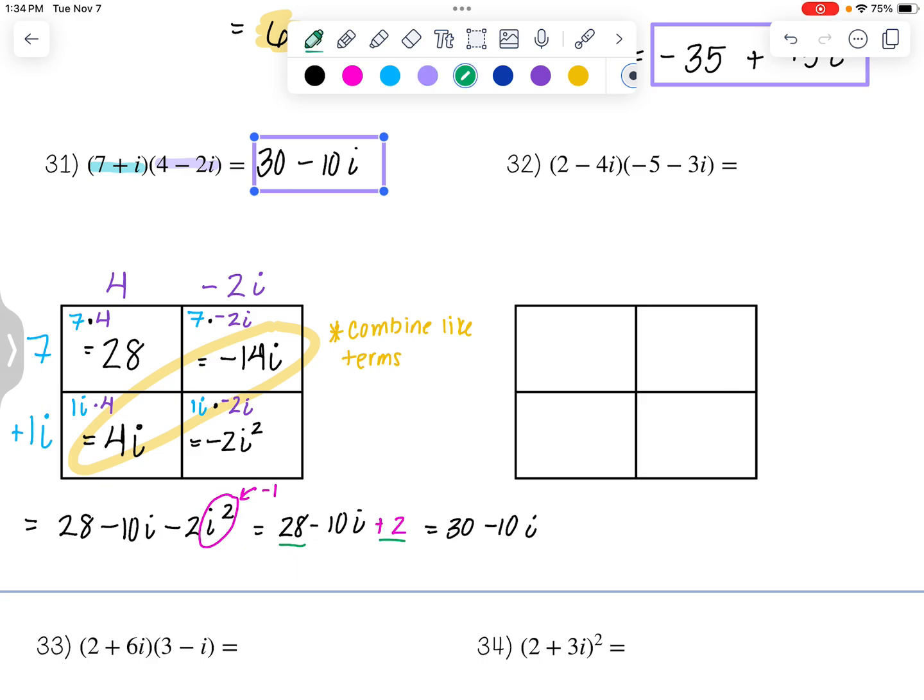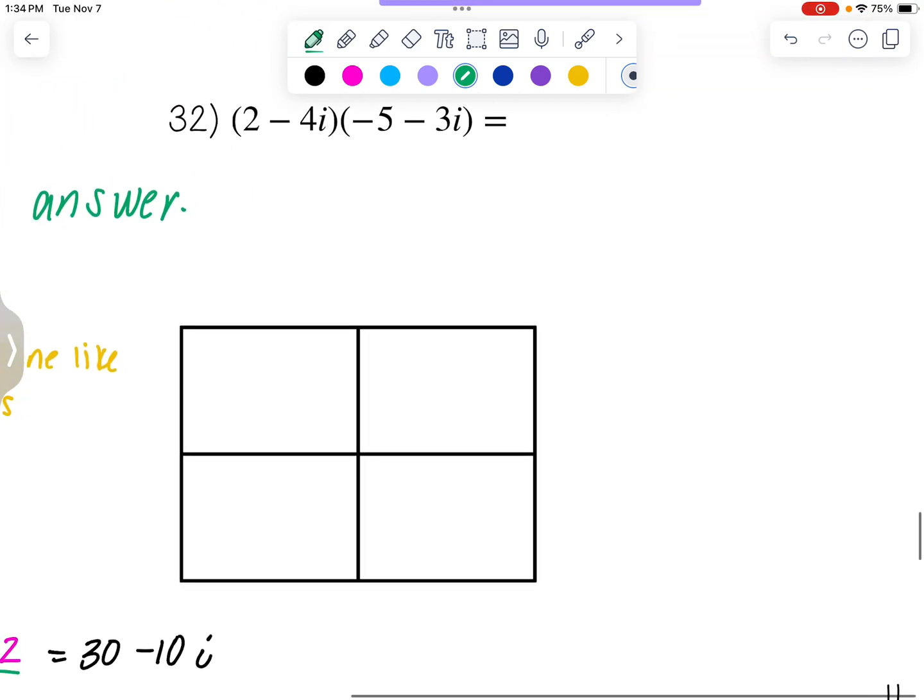So just as a little reminder, right, i squared cannot be in the final answer. So let's do one more example for this note fit. If you want to try it by yourself, feel free to pause the video and try it on your own.